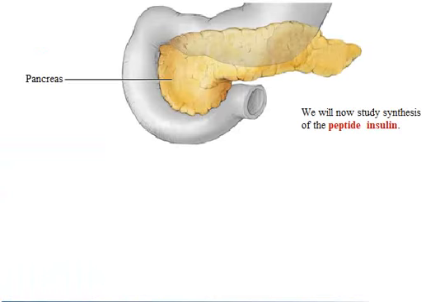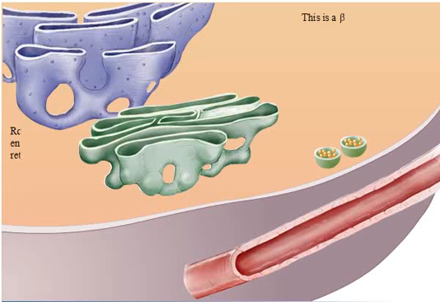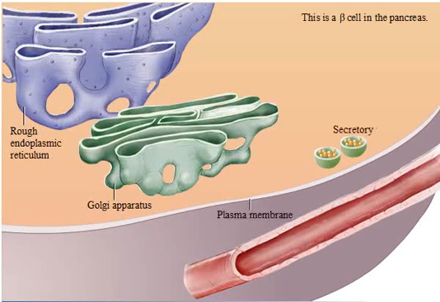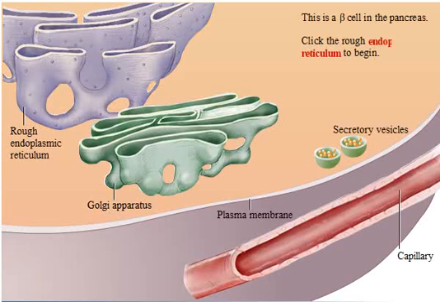We will now study synthesis of the peptide insulin. Recall that insulin is produced by beta cells in the pancreas. Click the rough endoplasmic reticulum to begin.